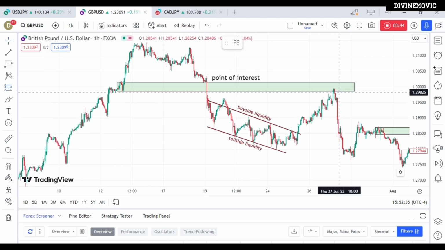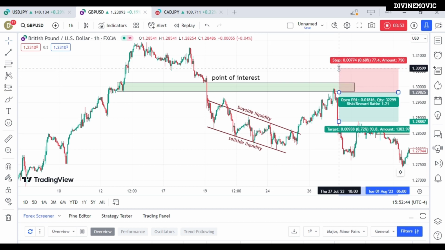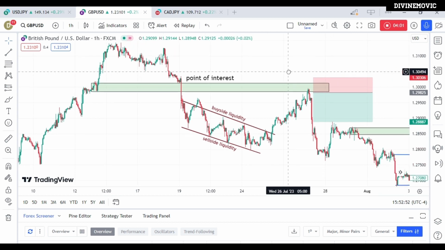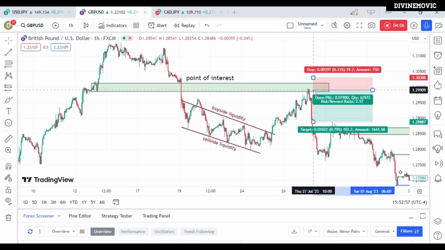Now let's assume you are entering from this point of interest here. Your stop loss should be above the swing, which is here. And your entry should be at the point of interest here.